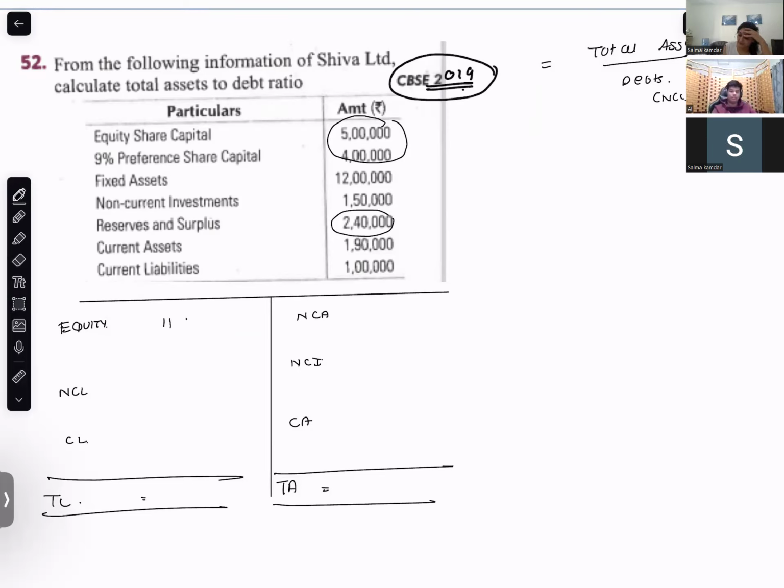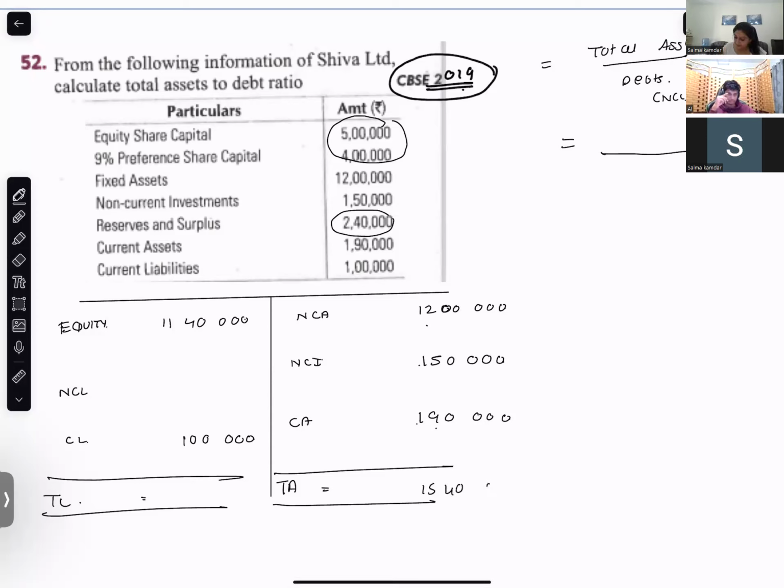11 lakh 40,000. My non-current assets is 12 lakh. My non-current investments is 1 lakh 50,000. My current assets is 190,000. And my current liability is 100,000. Can you give me my total assets? 12 lakh, 13, 14, 15 lakh 40,000. Very good. So my total assets is 15 lakh 40,000.